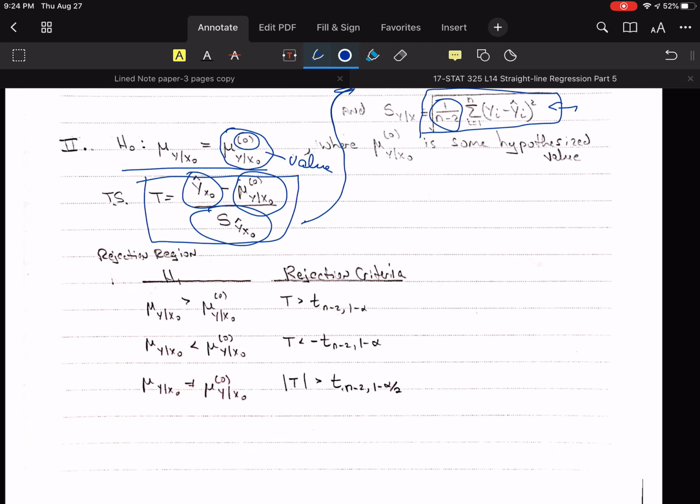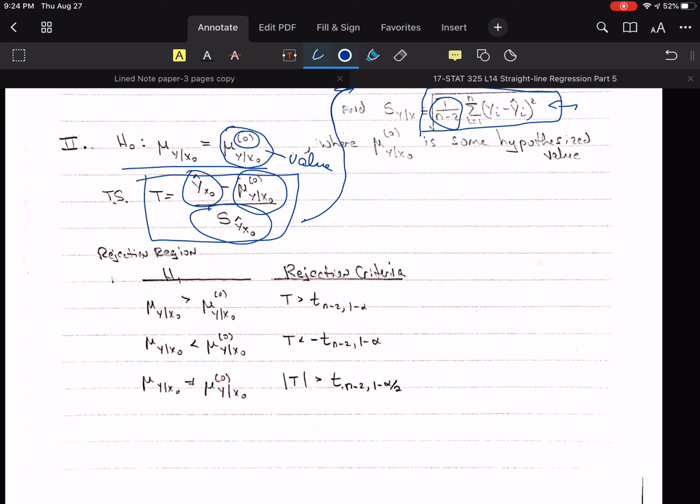And then we have our rejection region. So if we're hypothesizing that we're greater than this value, so we have a greater than, then if our test statistic is greater than our critical value here, which is t sub n minus 2 degrees of freedom, 1 minus alpha, notice the difference. There's 1 minus alpha for the one-sided test and 1 minus alpha over 2 for the two-sided test. Okay? And then the sign here is the same as the sign here, but also notice we're negative.